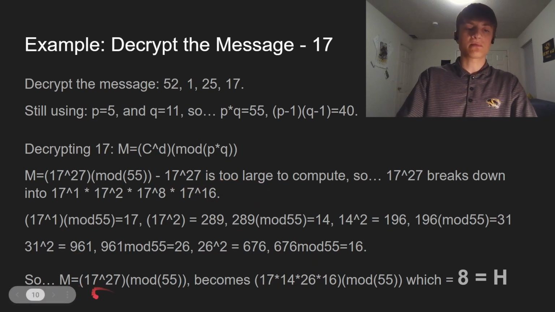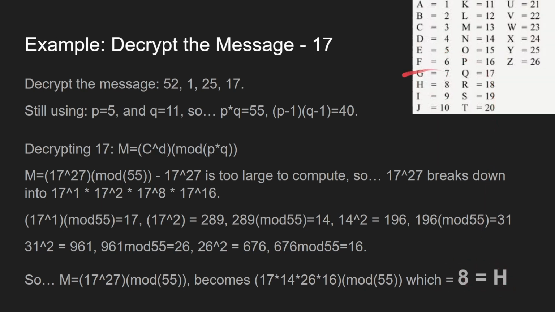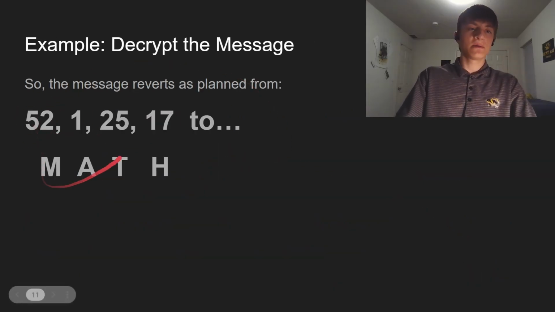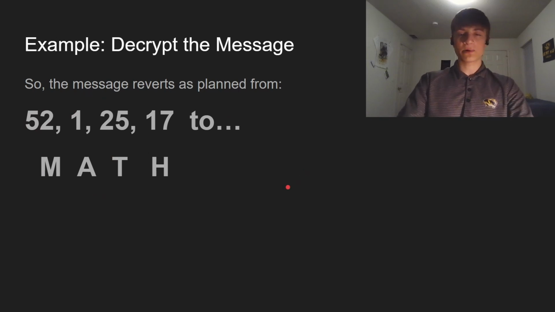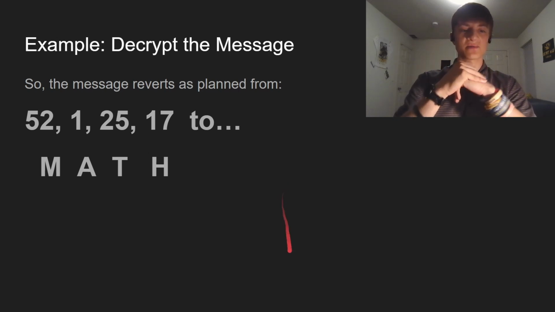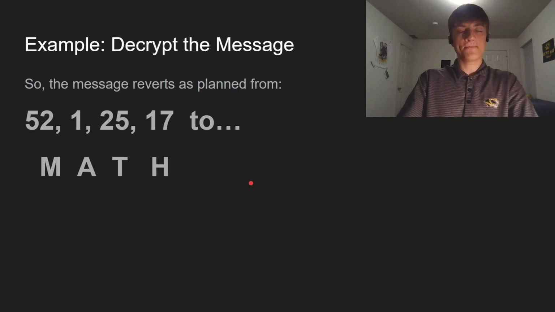And so this breaks down 17 to the 27th mod 55 into this. After doing the multiplication and doing it mod 55, that becomes 8. Which 8, when we look back up here, is H. So just like we would expect, the 52, 1, 25, and 17 becomes MATH, just like we started with. So as you can see, the decryption is quite a bit more complicated. It relies on some more difficult math, but it's fairly interesting, at least to me.